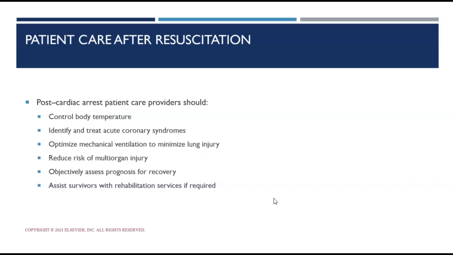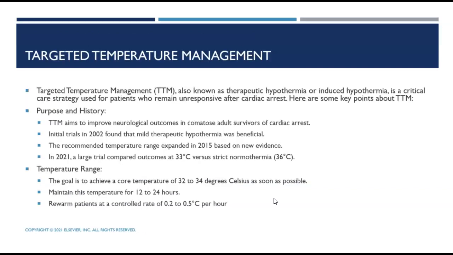I think the rest are self-explanatory. So we're looking to reduce multi-organ injury. We're looking to be realistic with ourselves and our family members and the patient about the prognosis for recovery. And then a lot of these patients are going to have some form of rehab after this incident. Very rarely do patients go into cardiac arrest and leave the hospital the next day. There's going to be a little bit of recovery period.